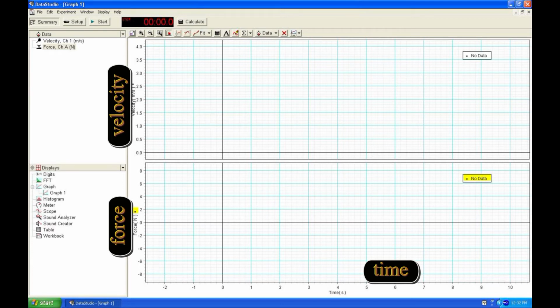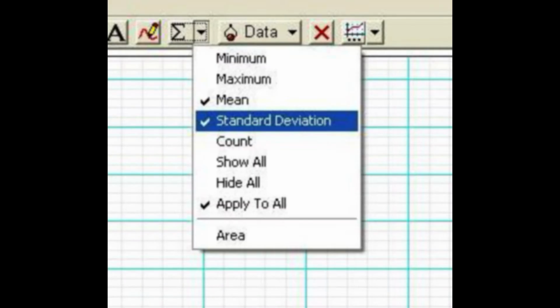Drag and drop the graph 1 icon onto the force icon at the upper left, so that both velocity and force are plotted with a common timescale. Use the statistics icon, shaped like the Greek letter sigma. Did I say geek? And display the mean and standard deviation on the force versus time graph.